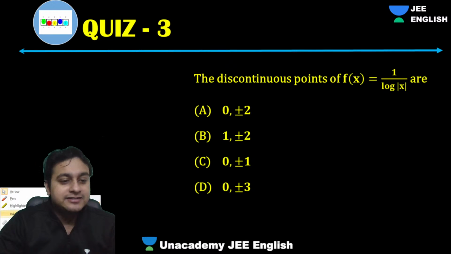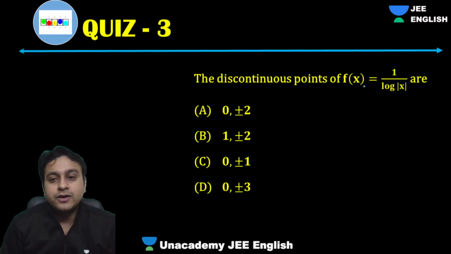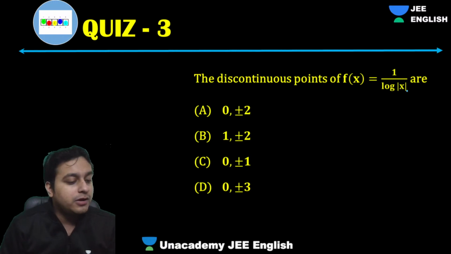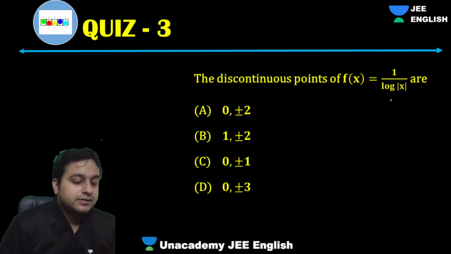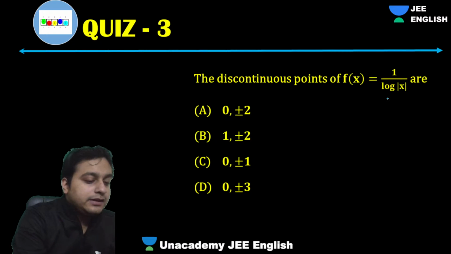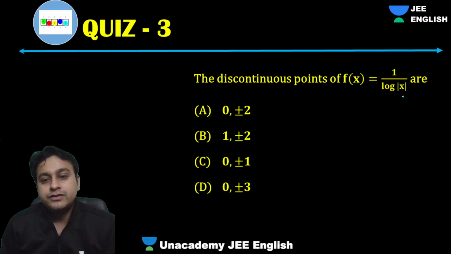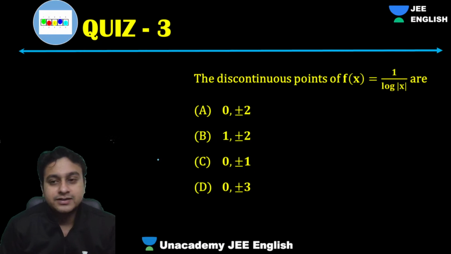This is also a very simple problem, guys, a very basic problem. Find the points of discontinuity of the function 1 upon log mod x. What will be the discontinuity point of 1 by log mod x? Where would this point be discontinuous, guys? Where can you see that this point is getting discontinuous?